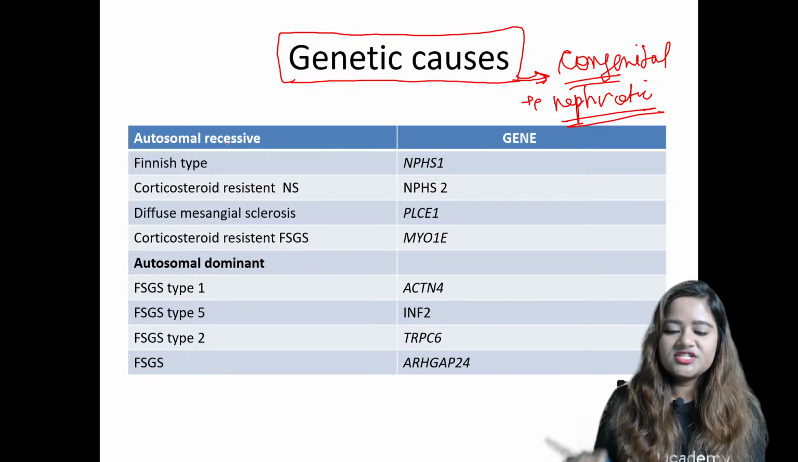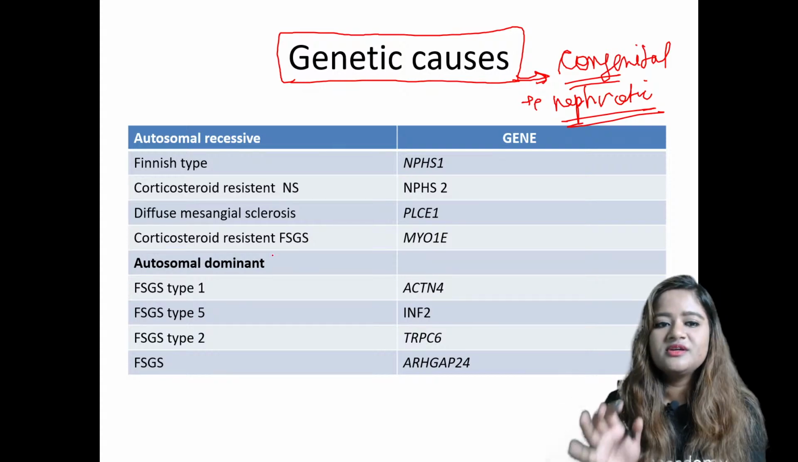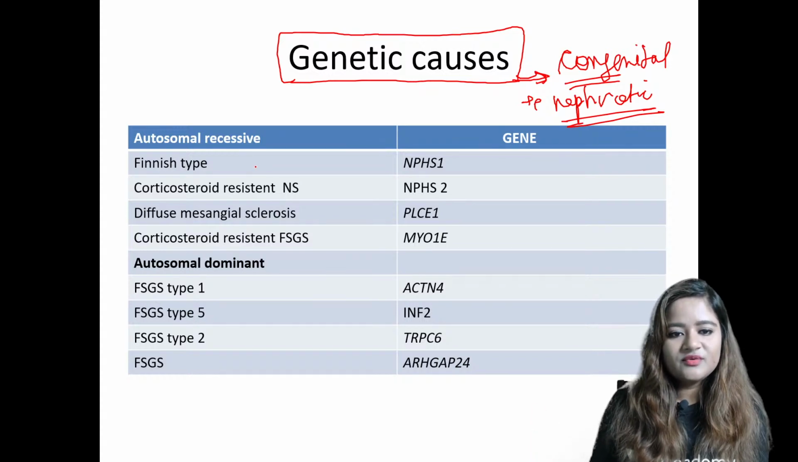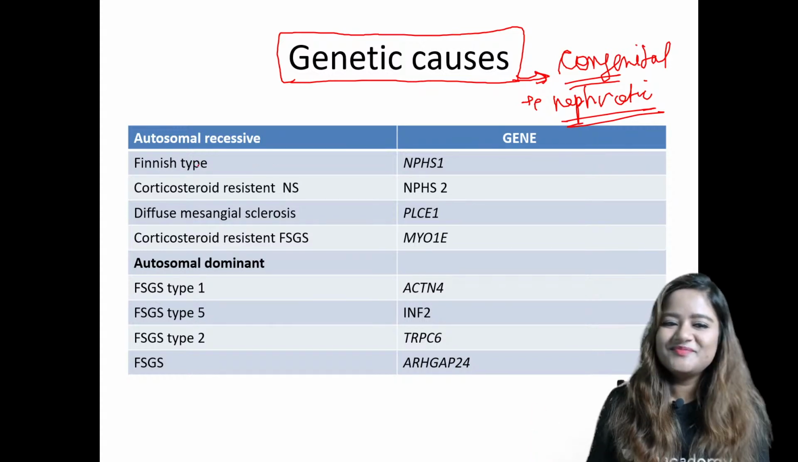So genetic causes or congenital nephrotic syndrome exist. Please be aware of it. Don't think it happens only in 4 to 5, 6 year old children. So if you get a question next time on congenital nephrotic syndrome, please don't be amazed.